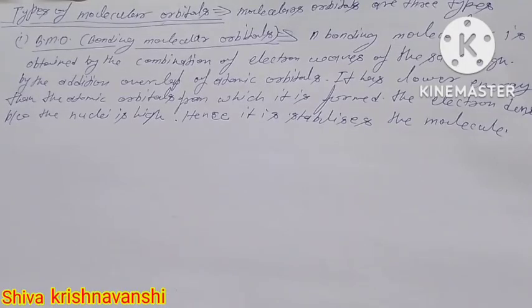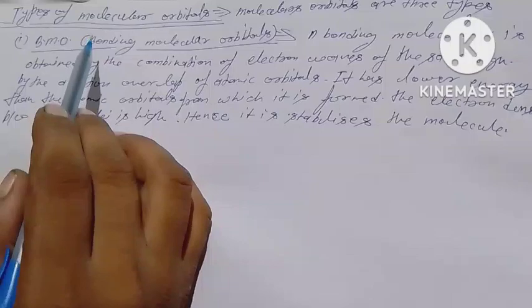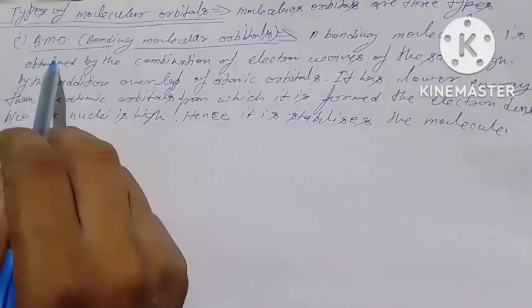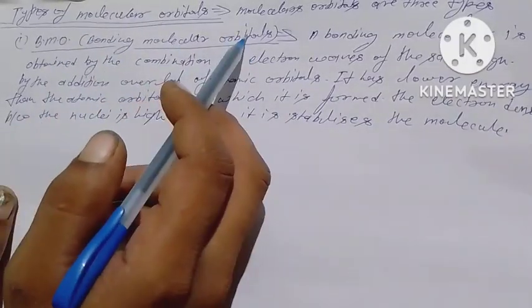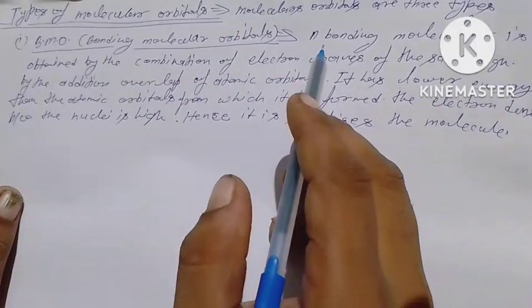Types of molecular orbitals. Molecular orbitals are of three types. First is BMO, bonding molecular orbitals.